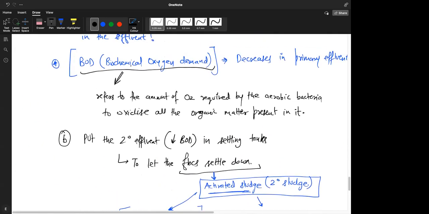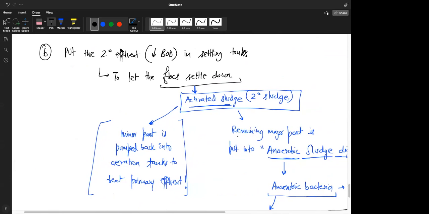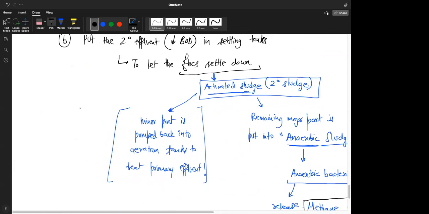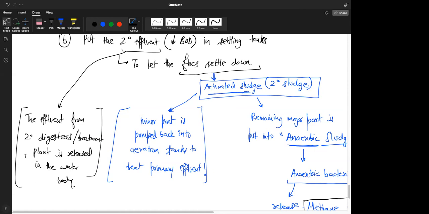So whatever comes from this secondary treatment plant, before putting the activated sludge into the anaerobic sludge digester, the water that comes out, what do we do with it? So we can write down the effluent. So this secondary effluent, the effluent from secondary digesters or secondary treatment plant, is released in the water body. Because it has no organic matter, it also has no aerobic bacterial load. So that water is released in the natural water body because it's very safe now.